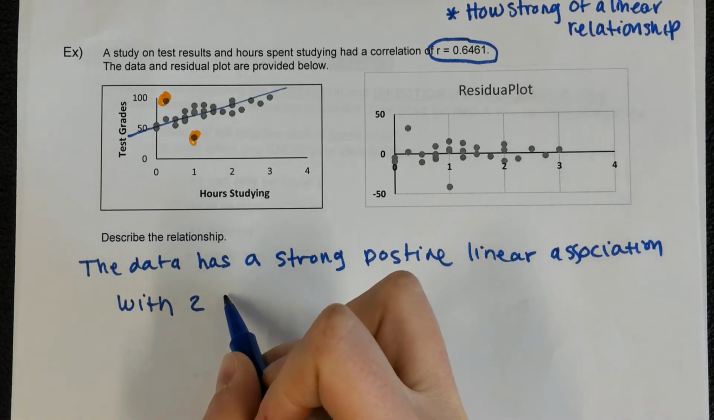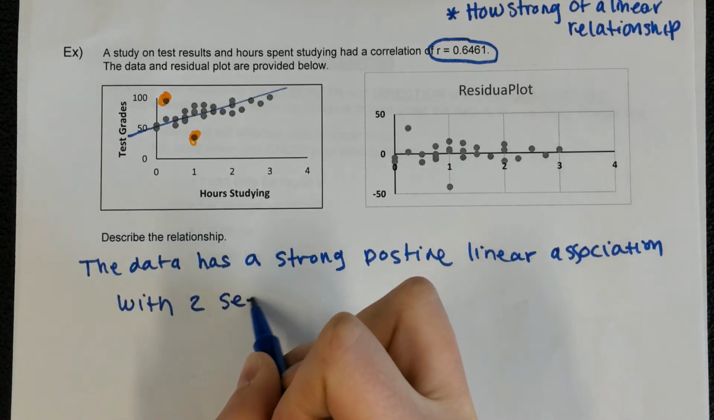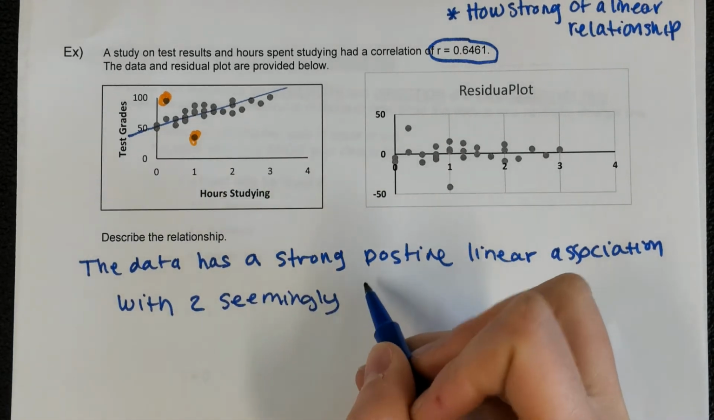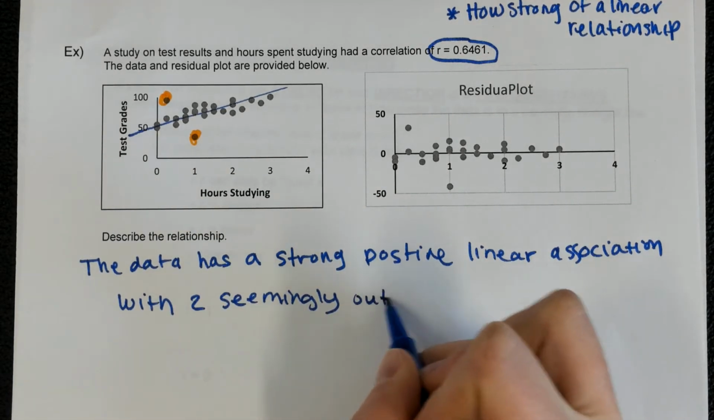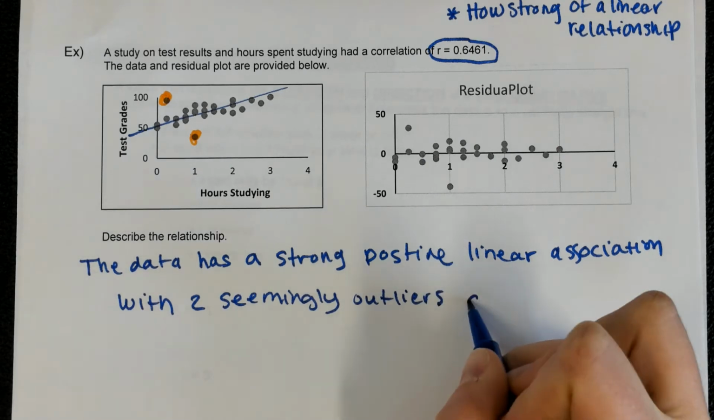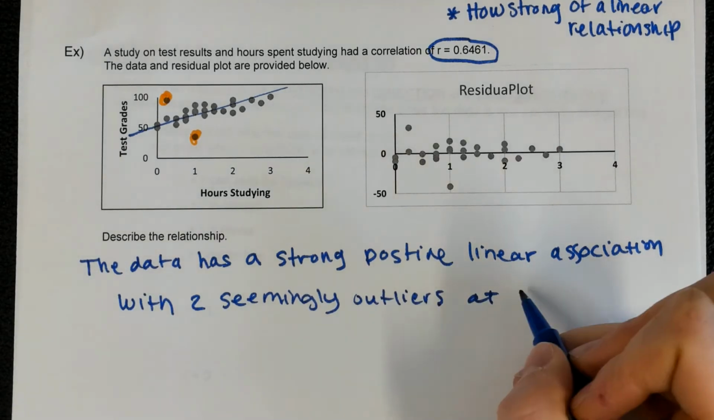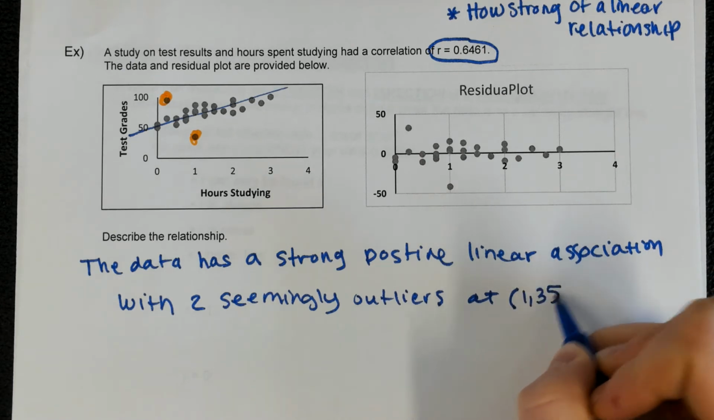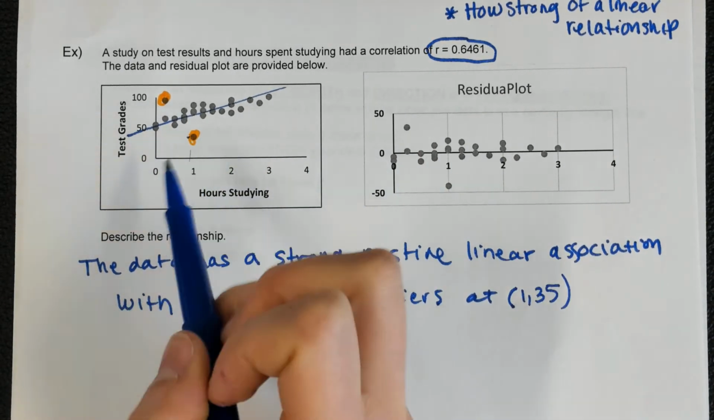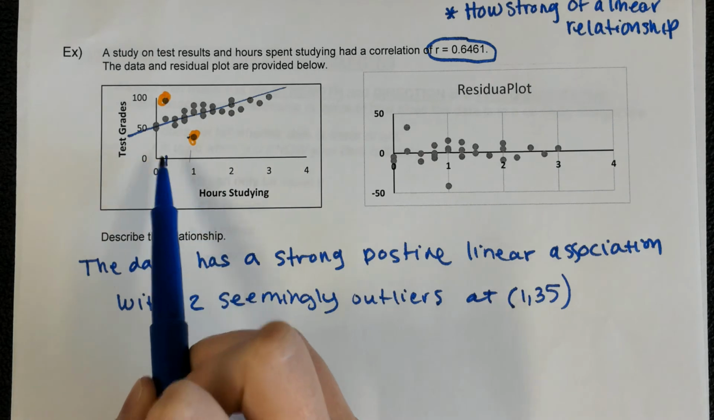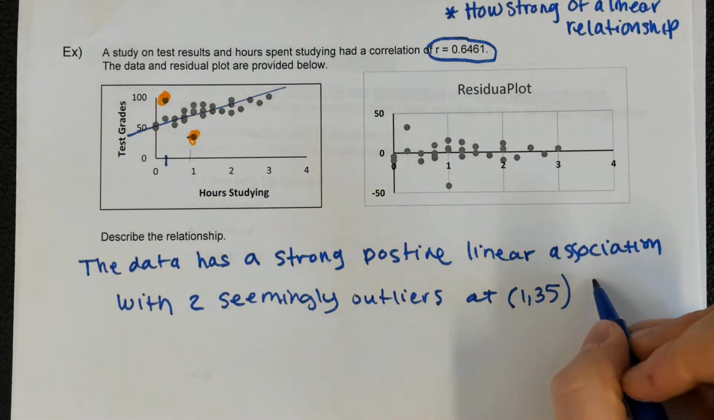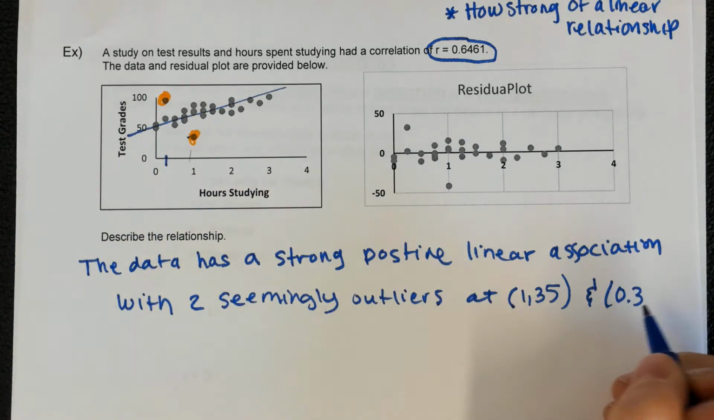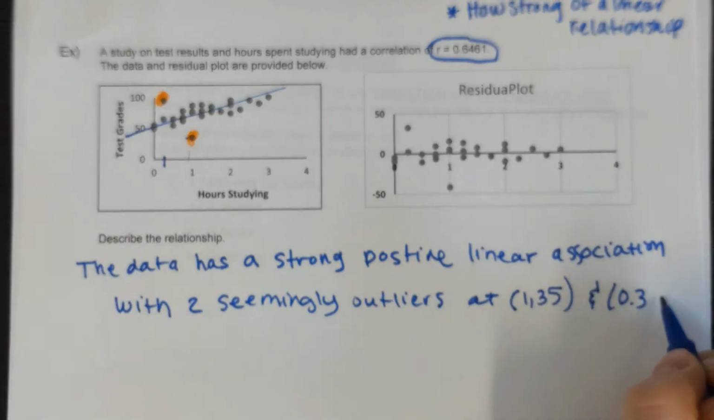two seemingly outliers at, I would say, about 135, this little bugger right here, 135, and then this guy, I'm going to say that's, I don't know, 0.3 and then 100. It's a little less than 100. I say 97.